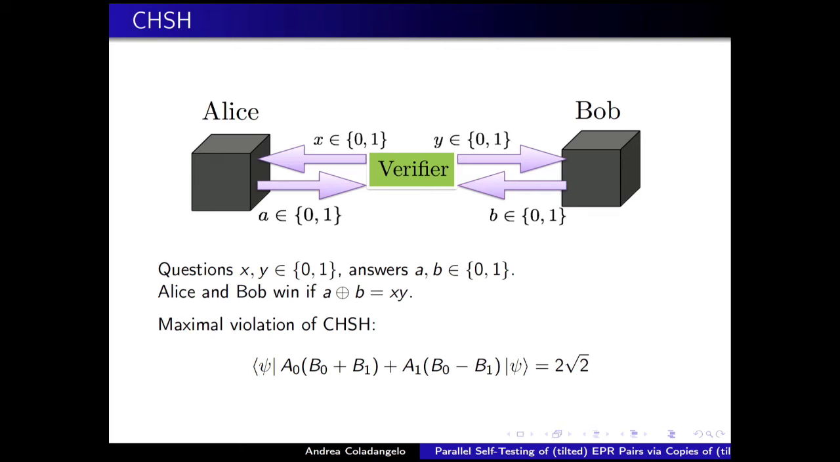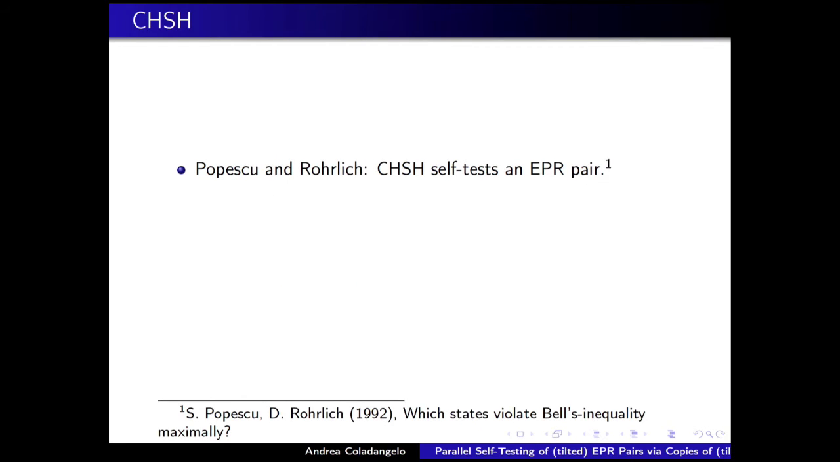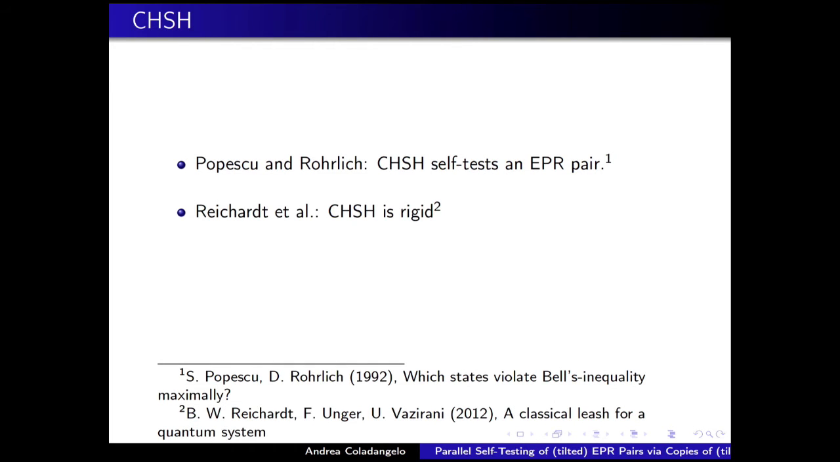So for CHSH, we have Alice and Bob, and they get questions x, y in {0,1}, and they answer with a, b in {0,1} respectively, and they win if a plus b equals xy. This is the maximal violation of CHSH that we're all familiar with. Several years ago, Popescu and Rohrlich proved that CHSH self-tests an EPR pair. And more recently, Reichardt, Unger, and Vazirani showed that CHSH is rigid in the sense that a strategy that achieves a close to maximal violation has to be close to the ideal strategy in some sense. Okay, so this was CHSH.